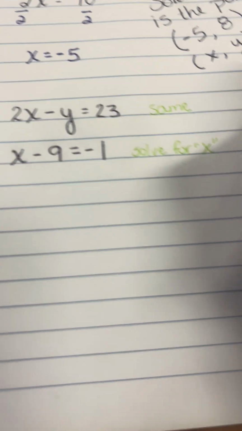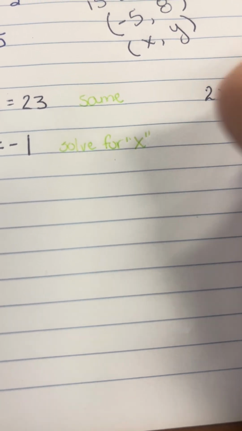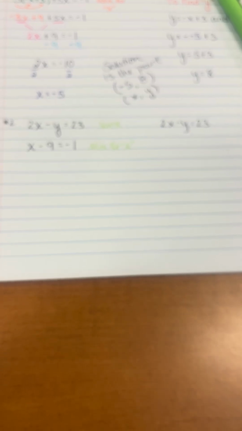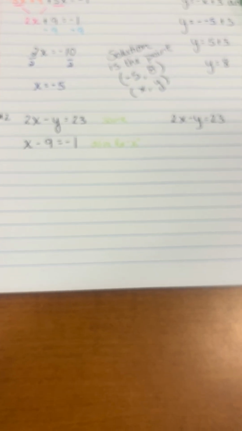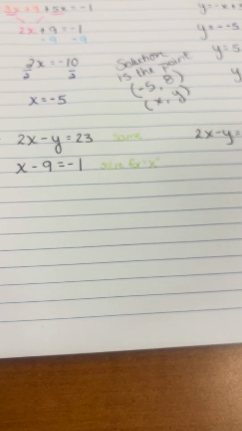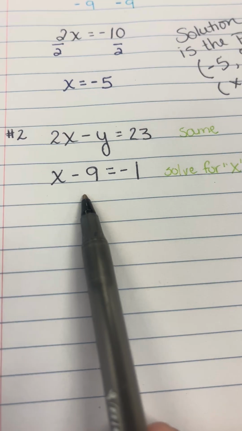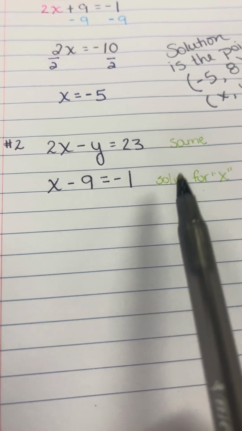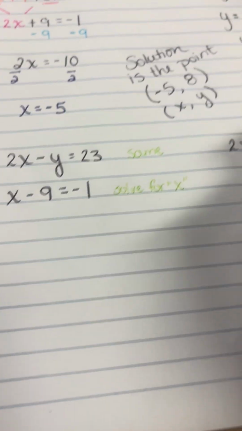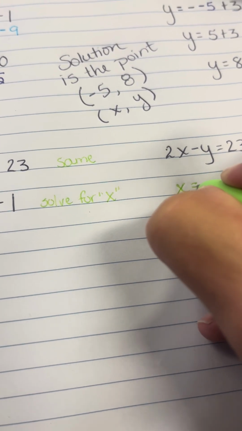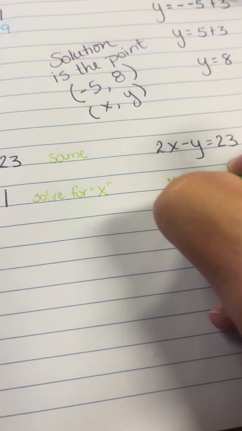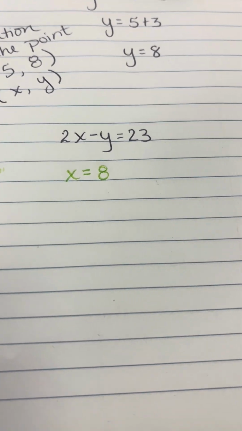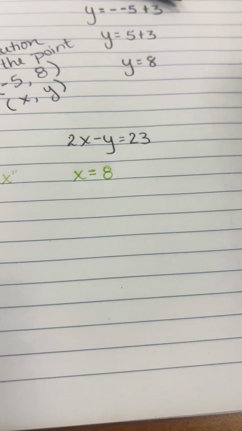So I'm actually going to just rewrite that over here. So 2x minus y equals 23. So the top equation is staying the same. Oh, sorry, it's a little blurry, guys. There we go. But the bottom equation, we're going to solve for x. I'm going to get x by itself, I just need to add 9 to both sides. So I'm going to get x equals a negative 1 plus 9, which is 8. So x equals 8. And now I can substitute exactly like I did in the last problem.